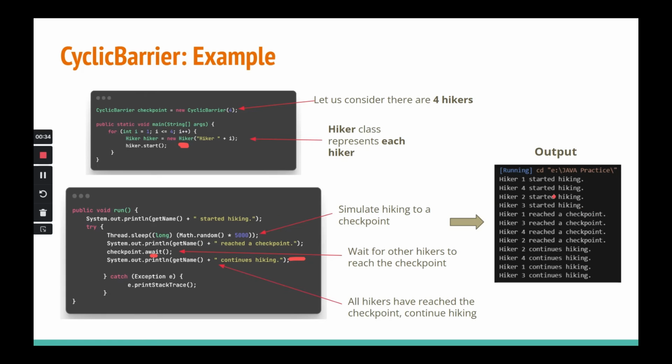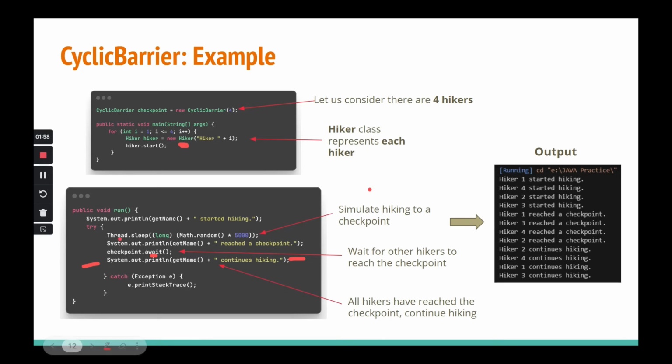So what we get in the output is something like this. All 4 started hiking, and once each of them reached the checkpoint, they print that they have reached. Whenever they reach a checkpoint, each of them calls the await. So internally, some sort of counter is being maintained. Once all the hikers have called the await method, it comes to the next sysout. So try to understand this. When you call await, you are blocked. Technically, you cannot really proceed with your execution.